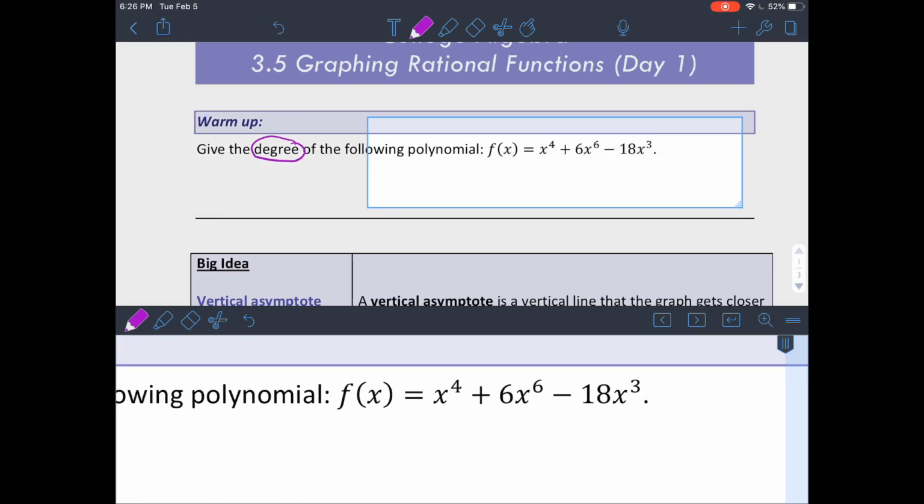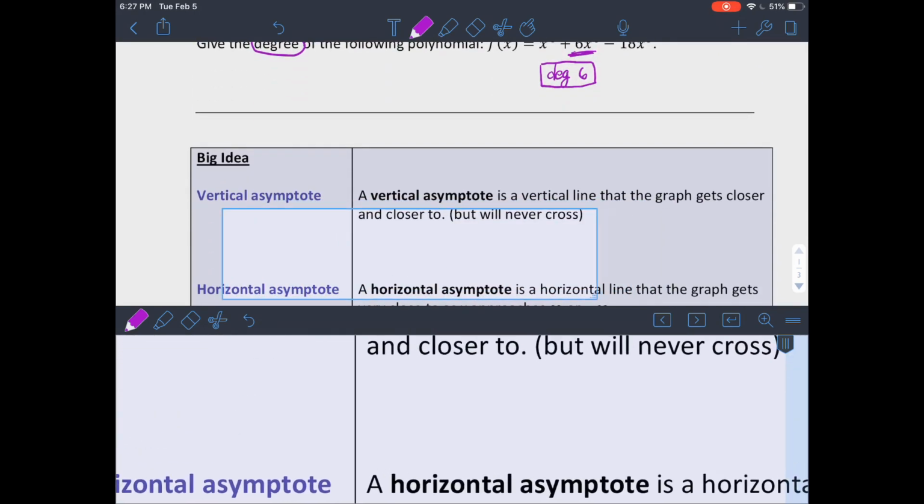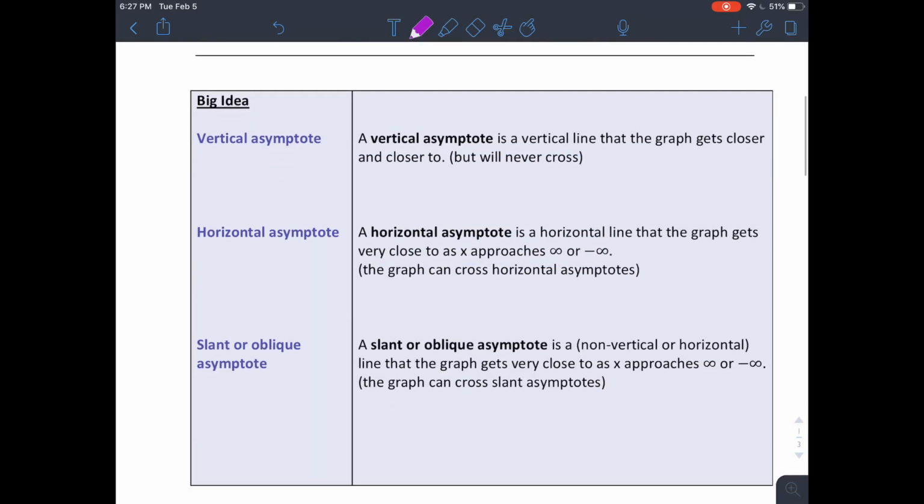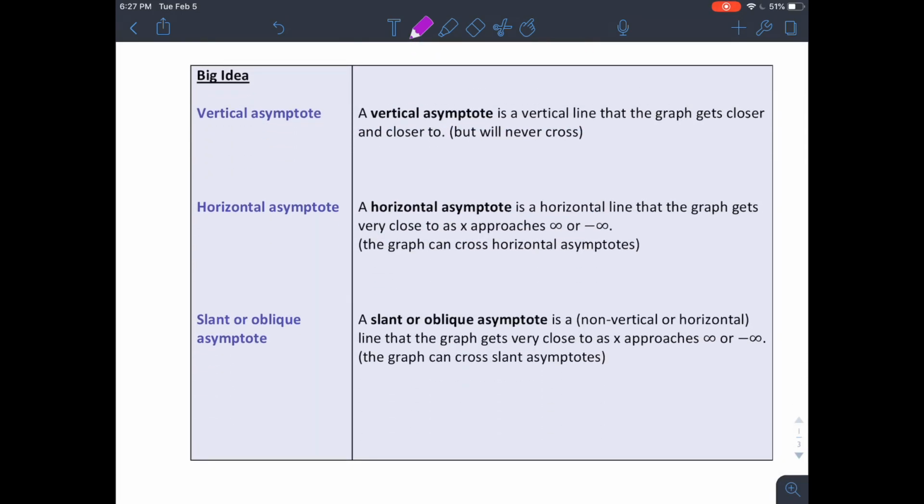If you look through all of your terms in your polynomial and find the one with the highest exponent on your variable, that is going to be the degree of your entire polynomial. So this is a degree 6 polynomial. When you graph rational functions, they can have something called asymptotes that your polynomial graphs did not. They're essentially lines that your graph gets closer and closer and closer to.